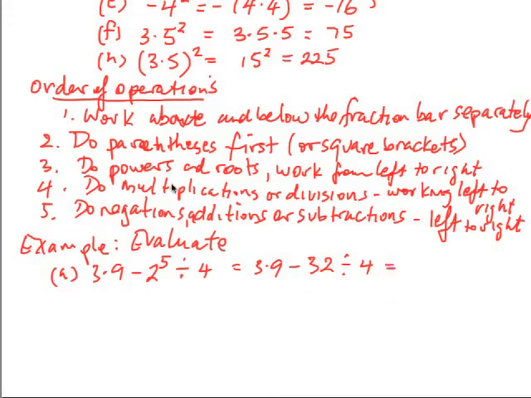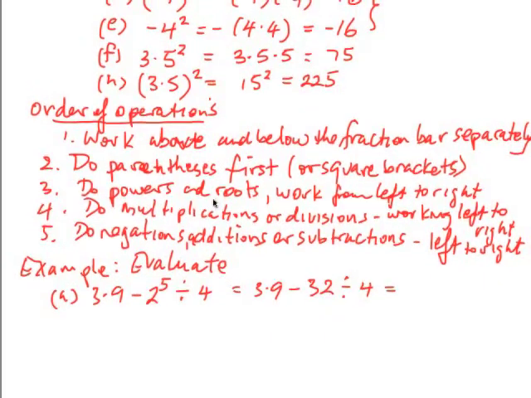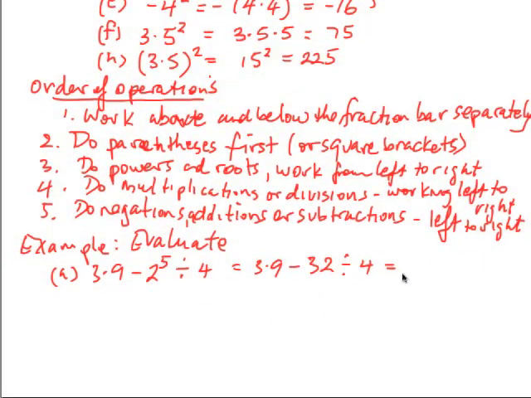Now we don't have any other kinds like that, so we go multiplications, divisions, working left to right. So from the left we get 27, 3 9s are 27, minus 32 divided by 4 is 8, and now we do the final subtraction, and 27 minus 8 will be in fact 19. Okay, right, let's do another one.